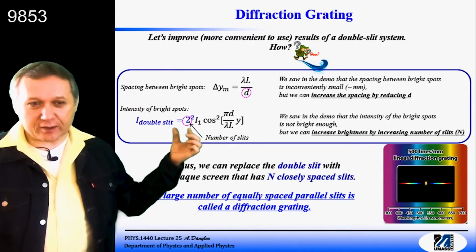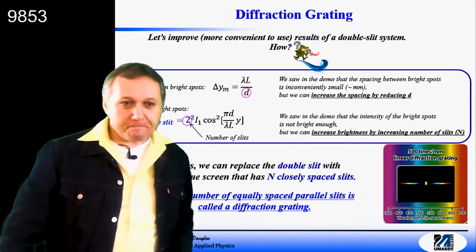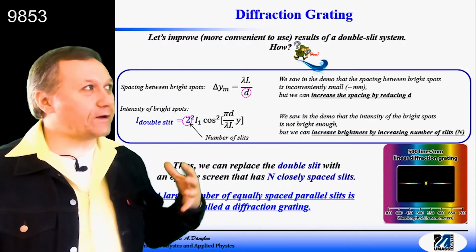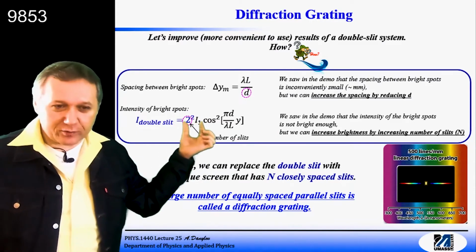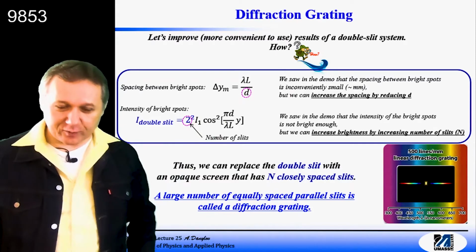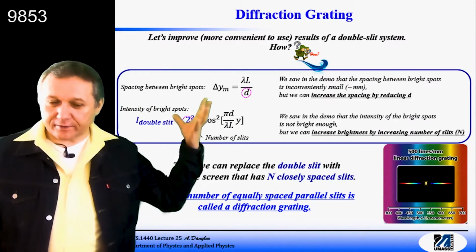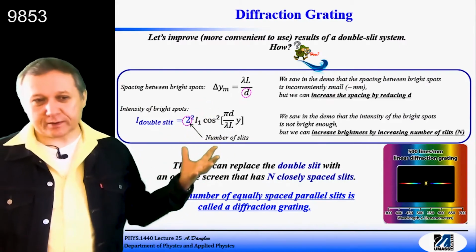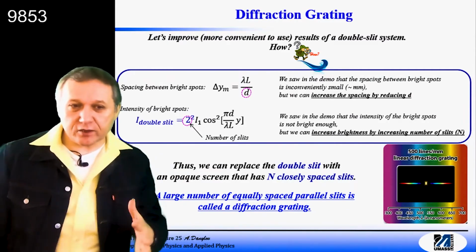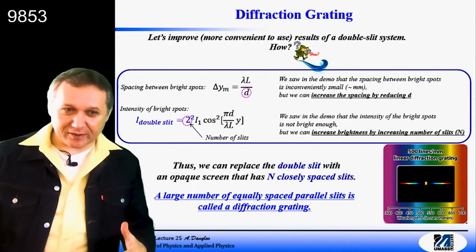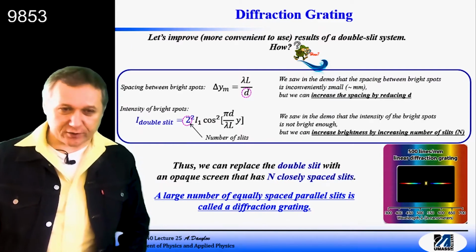For example, if you decide to use 10 slits, then it will be 10 to the power of 2. Intensity will be increased by a factor of 100. But of course, it's even better if you use a few thousand slits. Then, of course, intensity will be even larger. So these two natural improvements allow us to make a smooth natural transition from a double slit system to a diffraction grating, right?